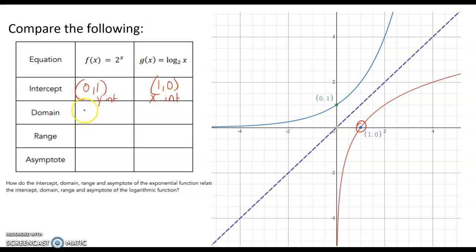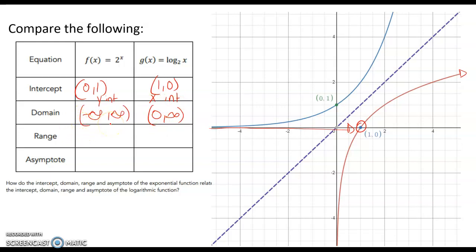The domain of our function, all of our x values, right? This exponential function is going to continue from left to right forever. So our domain, as we remember from our test, is negative infinity to positive infinity. However, our logarithmic function does not go everywhere from left to right. It hits that asymptote at x equals 0 and stops. So our domain stops at 0 and goes to infinity.